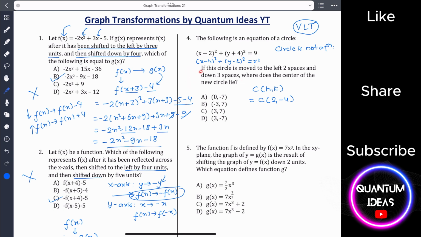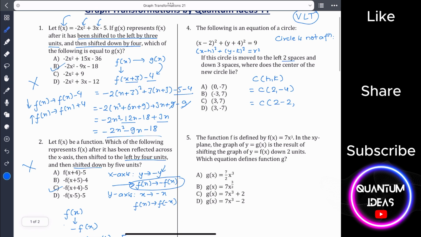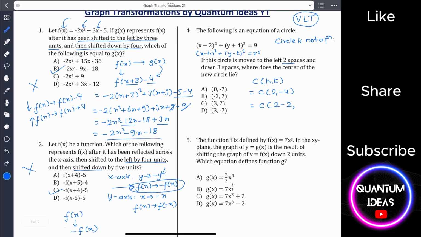Let's see. The circle is moved to the left 2 spaces. Since it is moving left, its center will move to the left, that is toward the negative x-axis. So simply, left 2 spaces, just put minus 2 on the x coordinate. Simply do what it is saying. But in the case of a function, what we used to do, we used to add here, right? But don't do that, that will be a big mistake. It is quite difficult to make you guys understand. Please understand. If you have any problem, you can comment below.